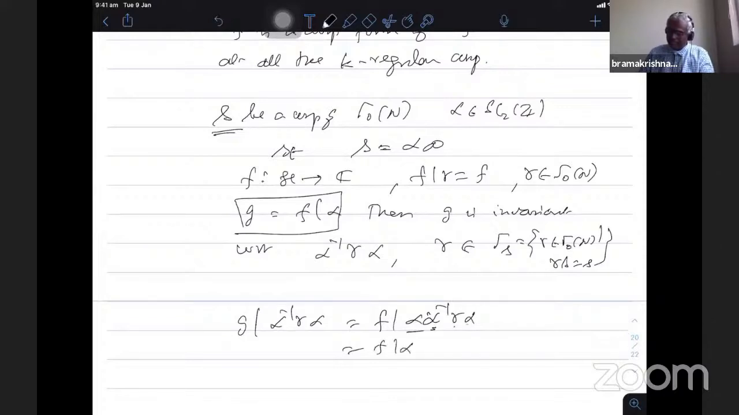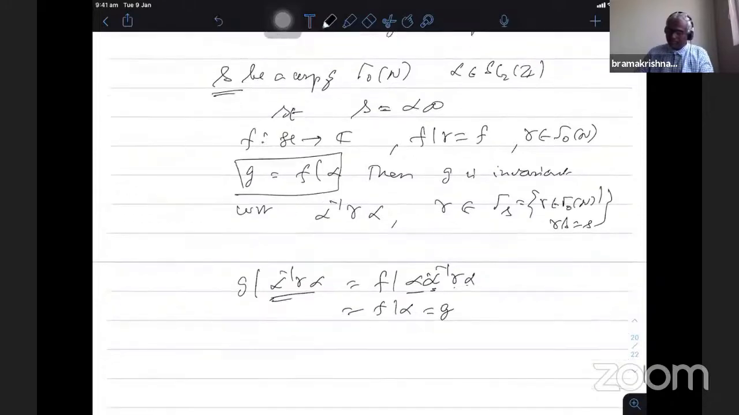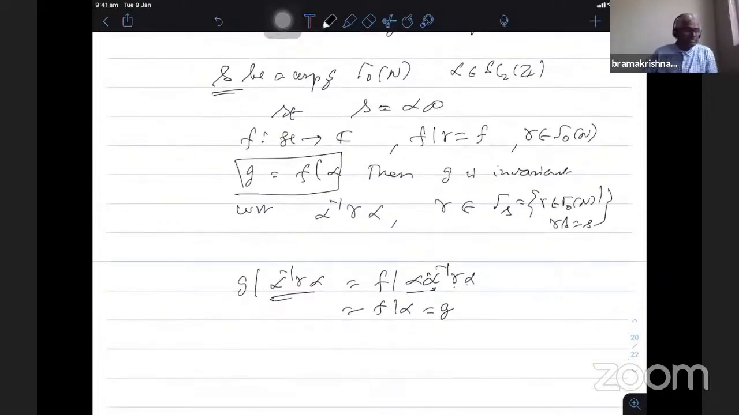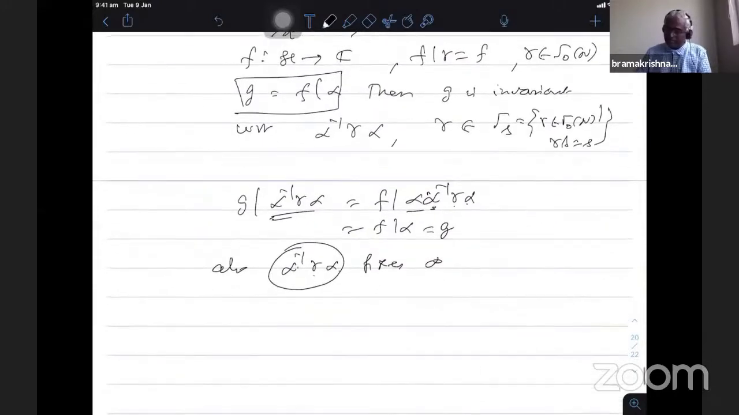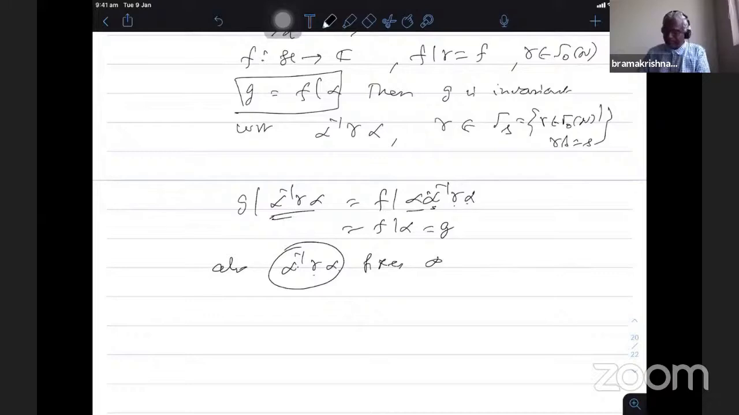Therefore g is invariant with respect to alpha inverse gamma alpha, and also alpha inverse gamma alpha fixes infinity, because alpha of infinity is the cusp s, gamma s is s, and alpha inverse of s is infinity. Therefore this matrix fixes the cusp infinity. So alpha inverse gamma alpha is plus or minus (1 h; 0 1) to the power j, where j is any integer. This is the gamma infinity.